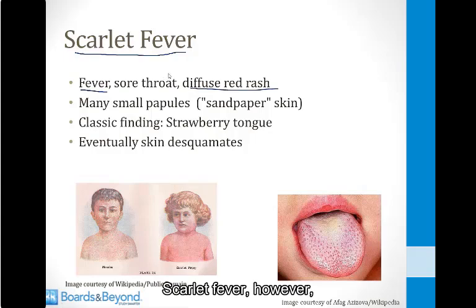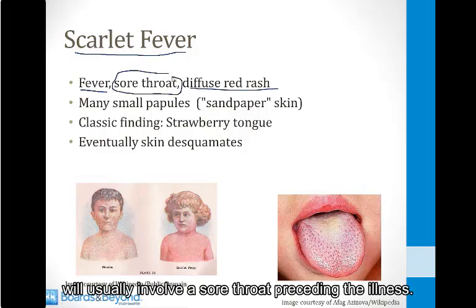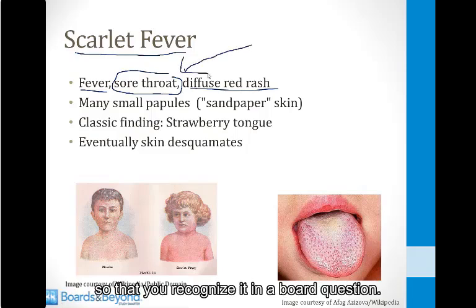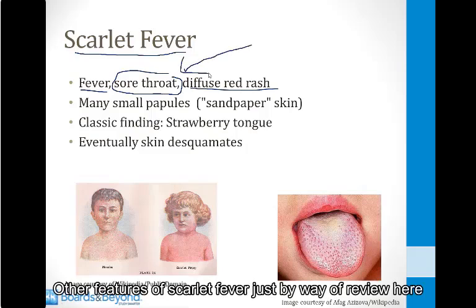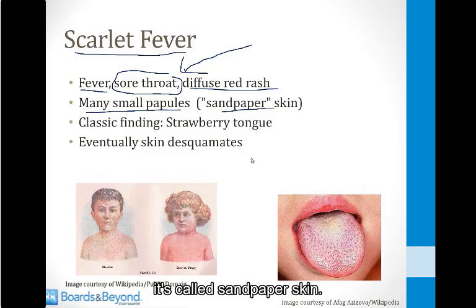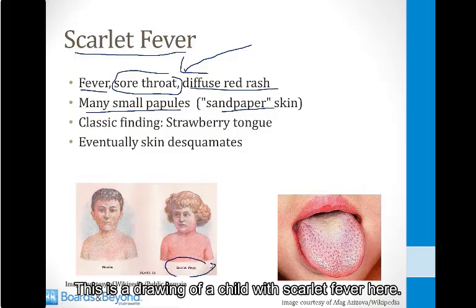Scarlet fever, however, will usually involve a sore throat preceding the illness, and this is very important to remember so that you recognize it in a board question. Other features of scarlet fever, just by way of review here, are many small papules on the skin. It's called sandpaper skin. This is a drawing of a child with scarlet fever here.